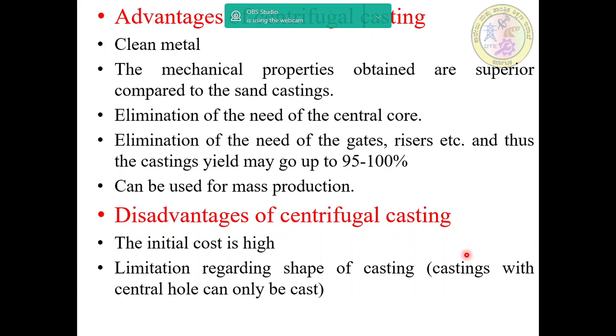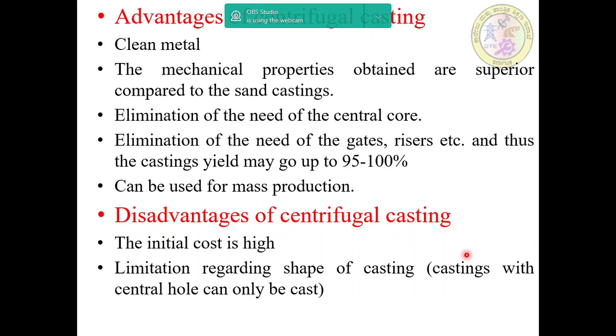In this, the main advantages are that you will get clean metal, and the mechanical properties obtained are superior as compared to sand castings. There is elimination of the need of the central core, and elimination of the need of the gates, risers, etc., and thus the casting yield may go up to 95 to 100%. It can be used for mass production.